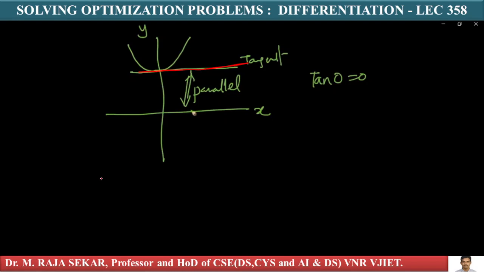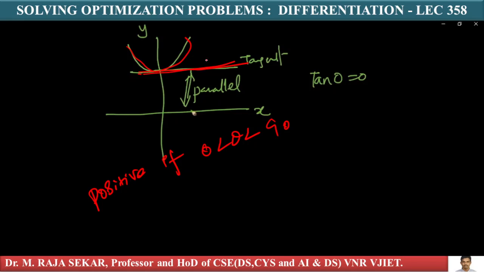If 0 less than theta, you have positive slope. When you have positive slope, 0 less than theta less than 90 degrees, isn't it? Suppose you have a curve like this, and this is the tangent. This tangent is parallel to the x-axis, which means the angle between both of them is 0 degrees. So tan 0 equals 0.